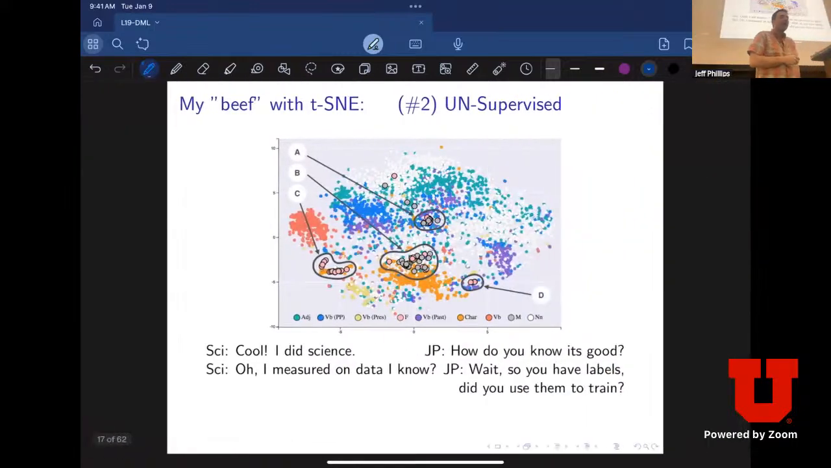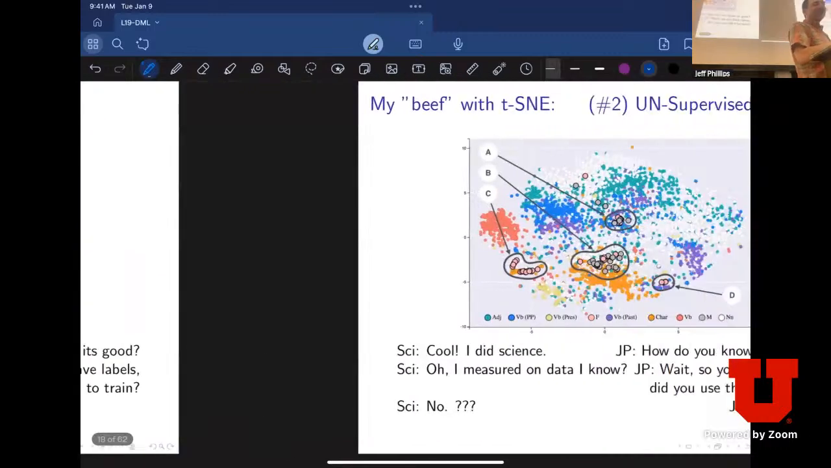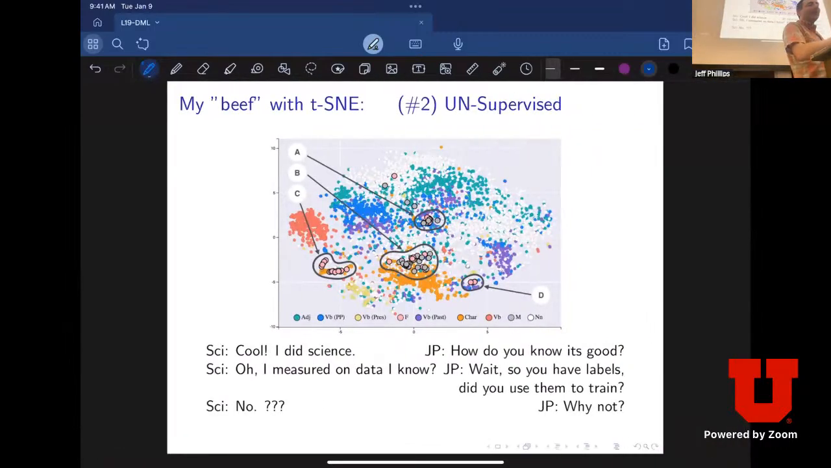I'm like, well, if you have these labels, did you use them to train and find the embedding? So you wanted those to be close to each other. And they'd be like, no, why would I do that? I ran t-SNE, right? And you say, well, why didn't you do that? And they don't understand that you can do supervised versions of dimensionality reduction. If you have labels that say these points should be close, then use a method that respects that property. Don't do t-SNE and hope that it worked.